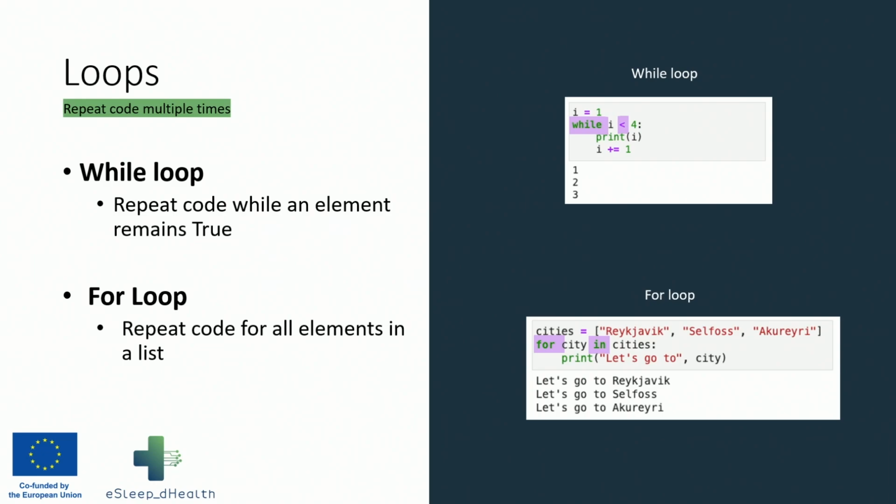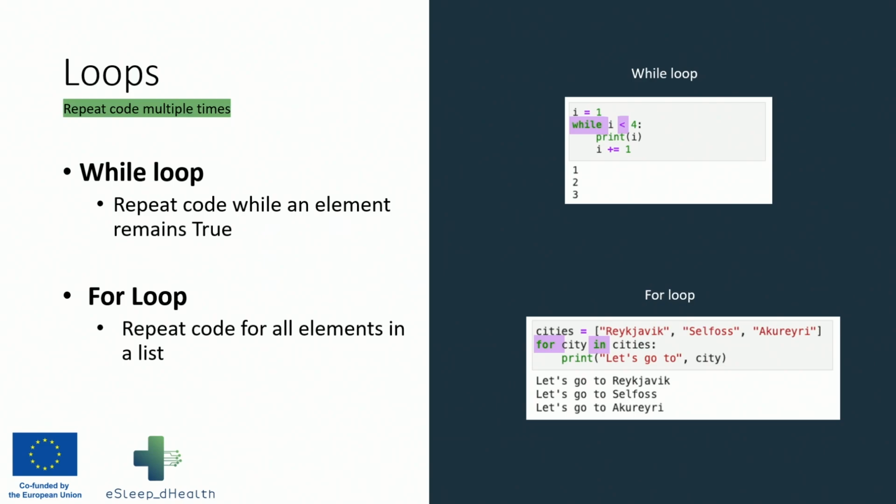That means that as long as i is lower than 4, we will keep printing i. And the second step in this code block is that we will increase the value of i by 1. That means the first time we enter this loop, i has the value 1. So it fulfills the requirement that it's smaller than 4. Then we print i, which has the value 1. So you can see in the output that there's a 1. Then we increase the value of i by 1. So now the value of i is 2.